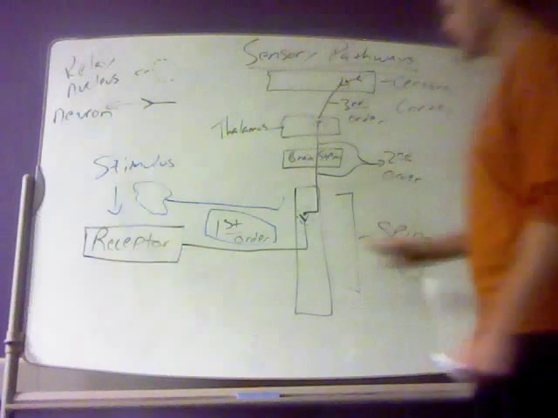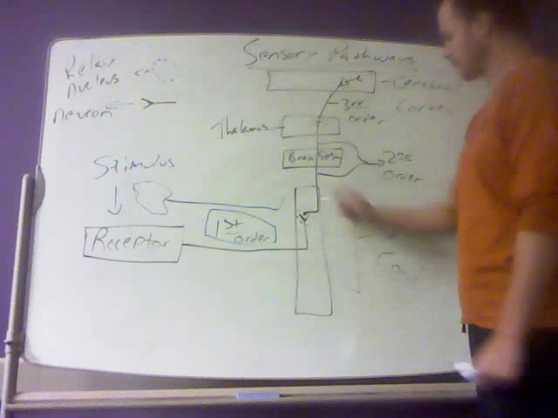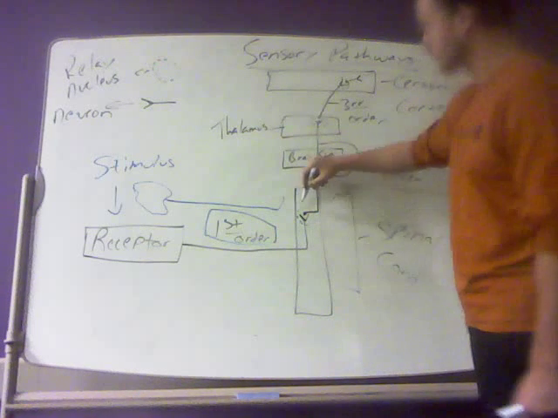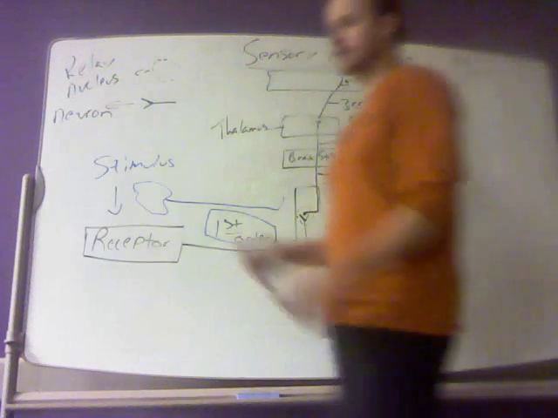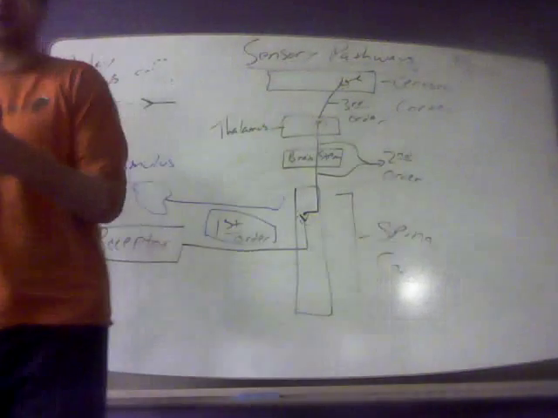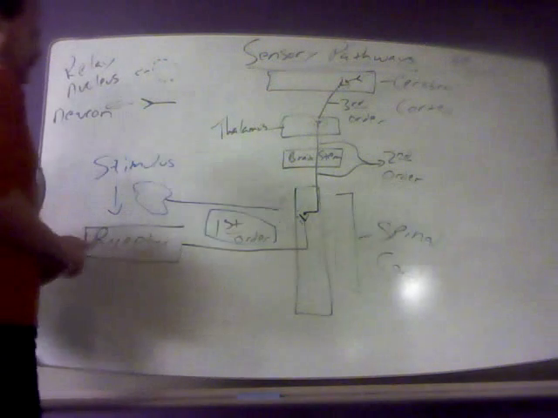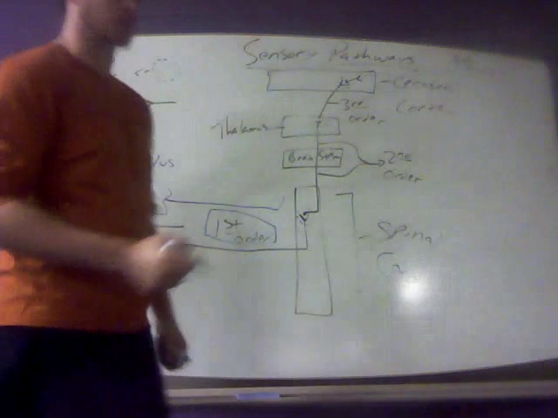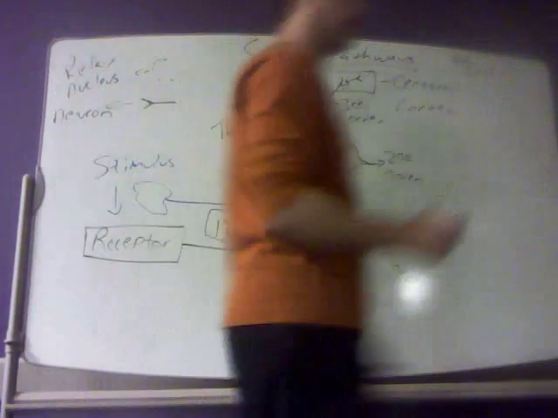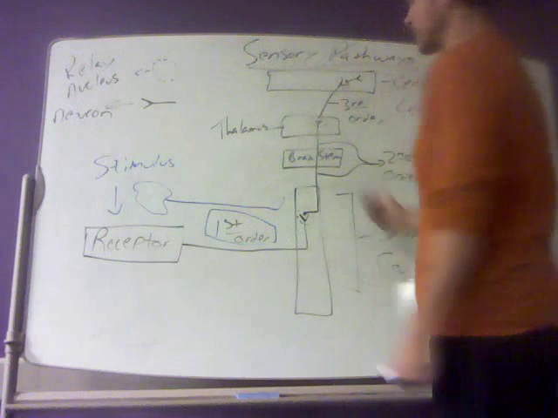And then this first order neuron is going to synapse with what's called a relay nucleus. Remember, a nucleus is just a cluster of nerve cell bodies found within the central nervous system. The types of cells within this relay nucleus are interneurons. Remember we said that interneurons are like the relays of the central nervous system.